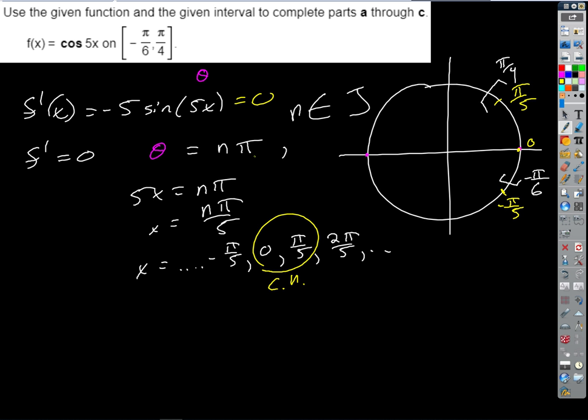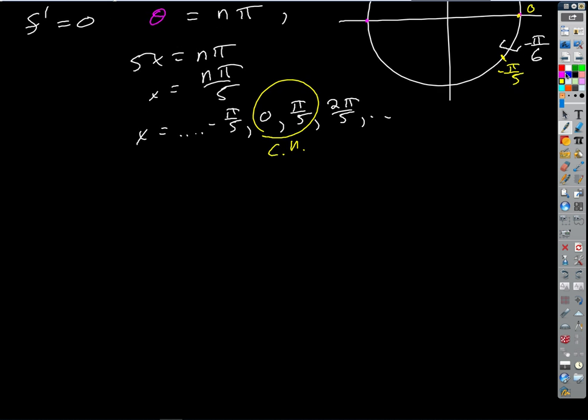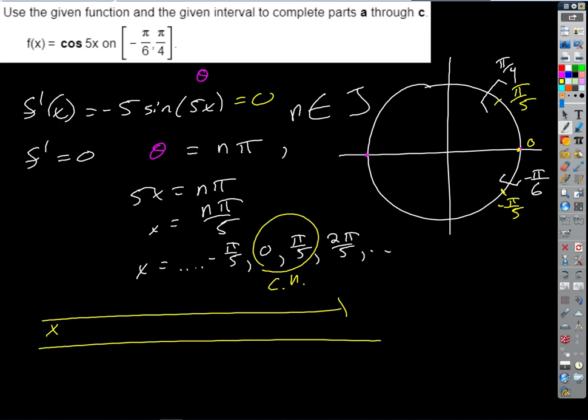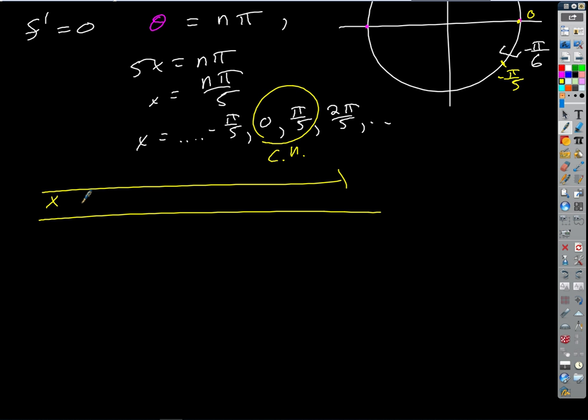Okay. So then we want to make our table. We're trying to find absolute extrema. Let's see, our endpoints were negative pi sixths and pi fourths. And our interior critical numbers were at 0 and pi fifths. I usually try to get them somewhat proportional, so it doesn't have to be exact, but they're about where they should be on this number line.